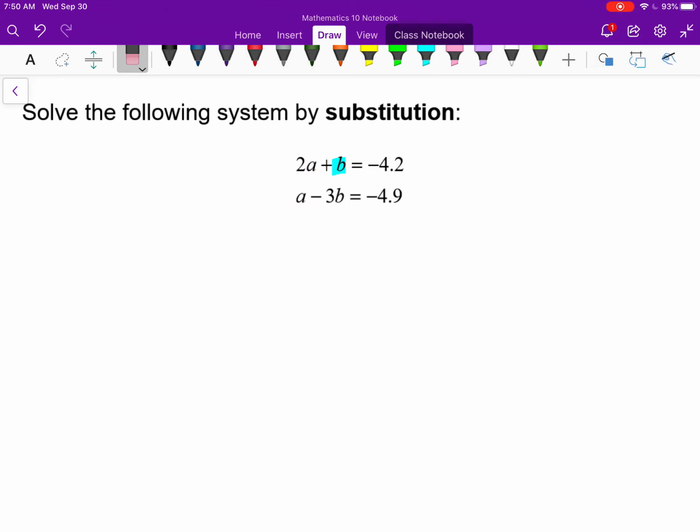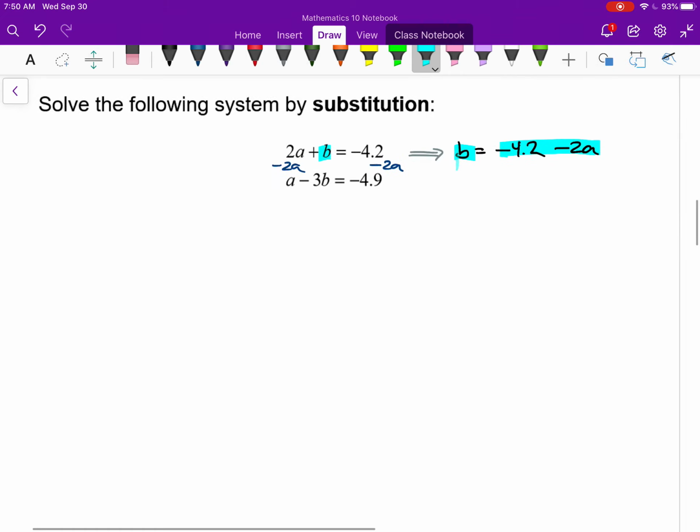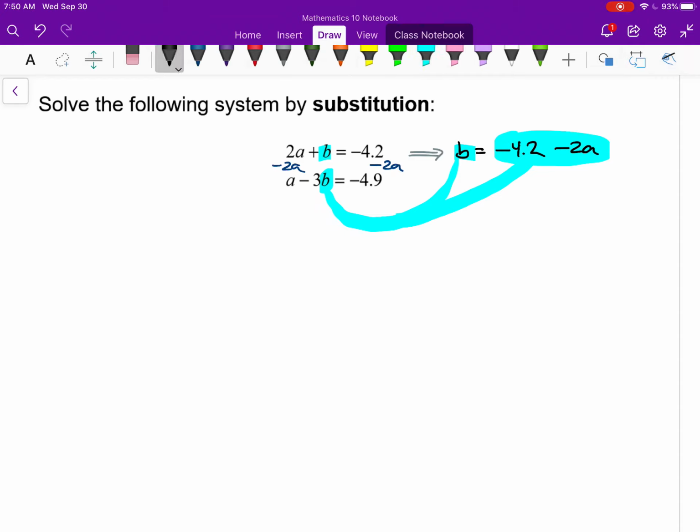But I'm going to solve for B in the first equation, and to do so I'm going to subtract 2A from both sides. And so now that first equation I'm going to rewrite as B equals negative 4.2 minus 2A. All right, so now I want to take that and substitute it into my other equation. Wherever there was a B, I can now think of it as negative 4.2 minus 2A.